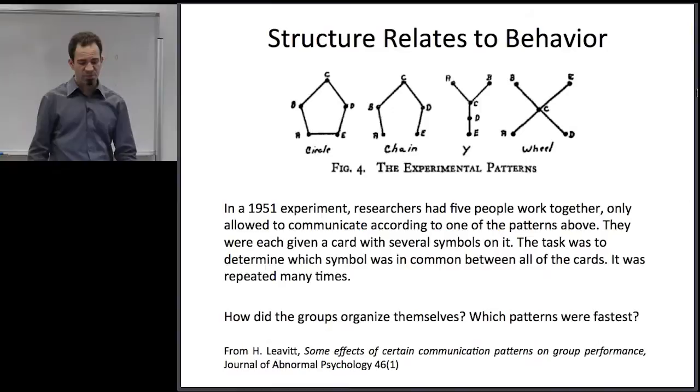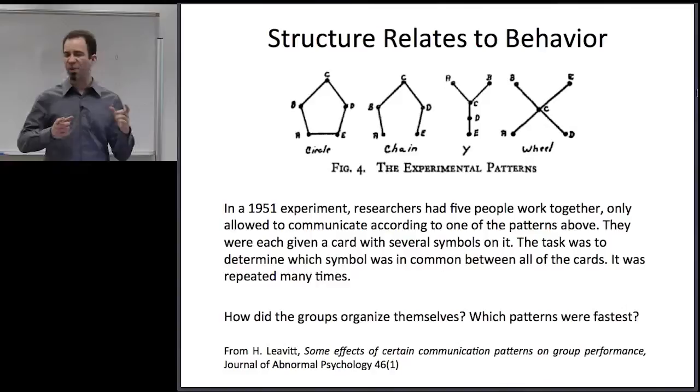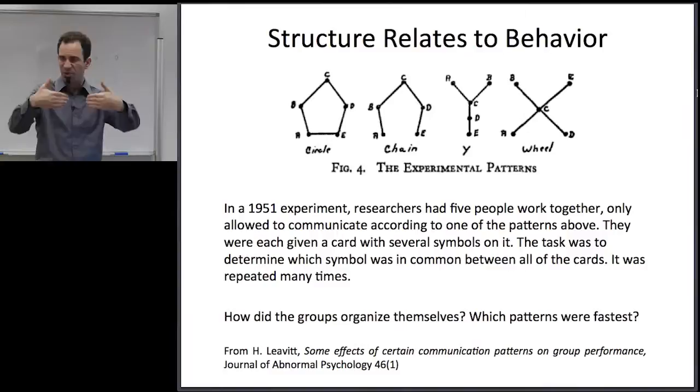It's based on a problem where you have five people and they're each given a card with some little symbols on it. They're not letters, they're like shapes. And there's one shape that's in common with all the cards. And they have little partitions, so they can't show each other the cards, but they can write notes and pass them to each other. But they can only pass them to each other in this pattern.